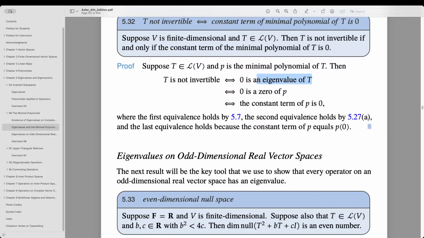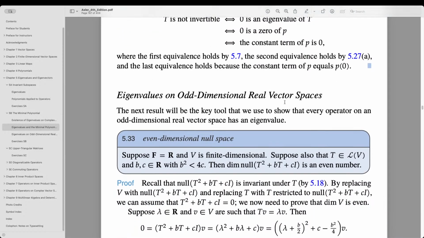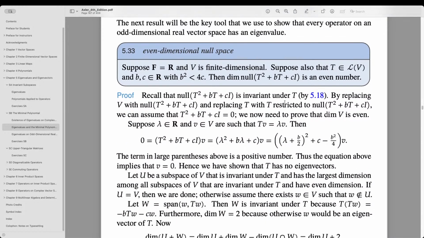So what this means is that zero is an eigenvalue of T if and only if there is a non-zero element in the null space, because eigenvectors have to be non-zero vectors. And it turns out that zero is a zero of the minimal polynomial, and obviously, since zero is a zero of p, the constant term is zero. Okay, cool. Very trivial.